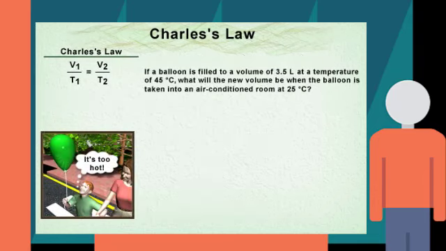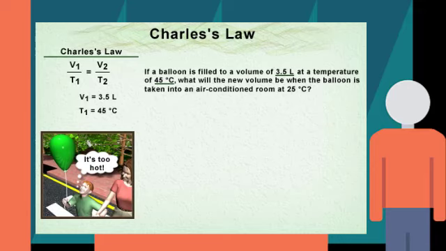For example, if a balloon is filled to a volume of 3.5 liters at a temperature of 45 degrees Celsius, what will the new volume be when the balloon is taken inside an air-conditioned room at 25 degrees Celsius? The starting conditions are V1 is 3.5 liters and T1 is 45 degrees Celsius.